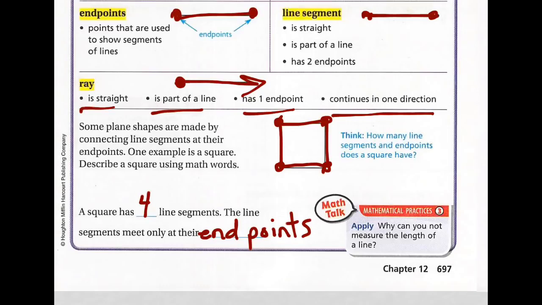Okay, math talk, mathematical practices. Why can you not measure the length of a line? Well, you can't measure the length of a line because it goes on forever in both directions. So you can't actually measure how long it is. That's what the arrows mean, that it goes on forever in a direction.